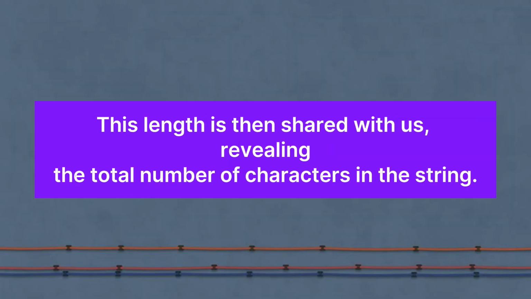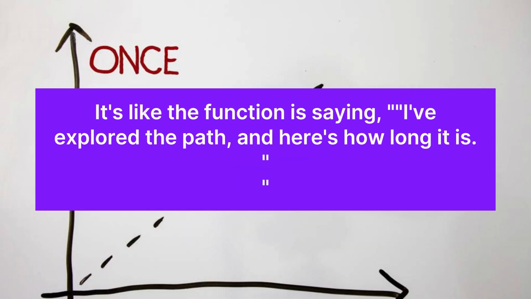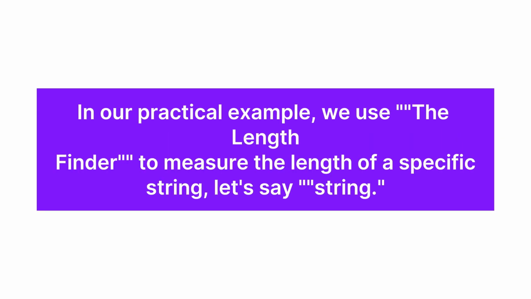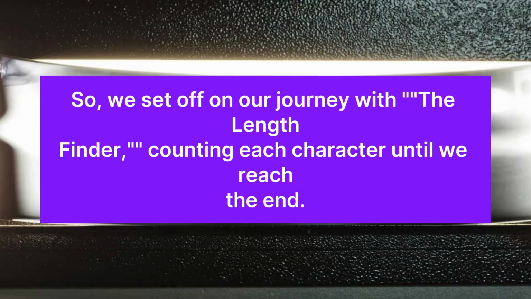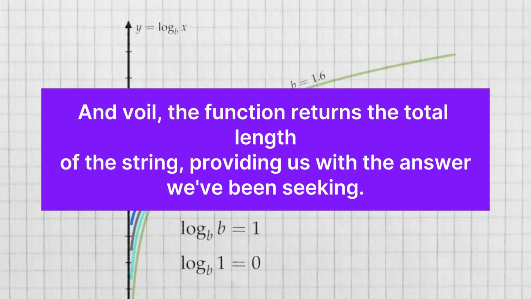This length is then shared with us, revealing the total number of characters in the string. It's like the function is saying, I've explored the path, and here's how long it is. In our practical example, we use the length finder to measure the length of a specific string. Let's say "string". We're curious to know how many characters make up this word. So we set off on our journey with the length finder, counting each character until we reach the end. And voila, the function returns the total length of the string, providing us with the answer we've been seeking.